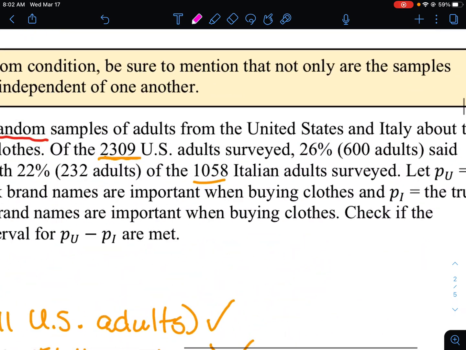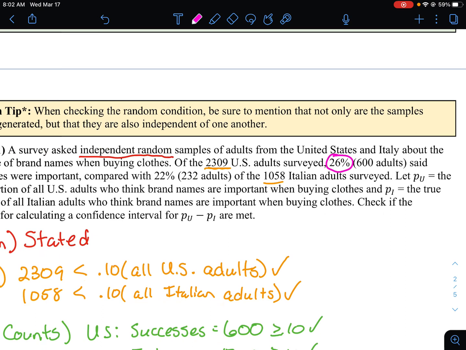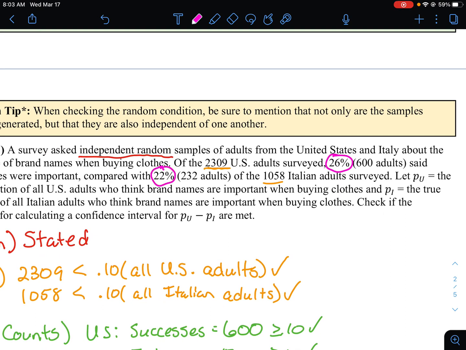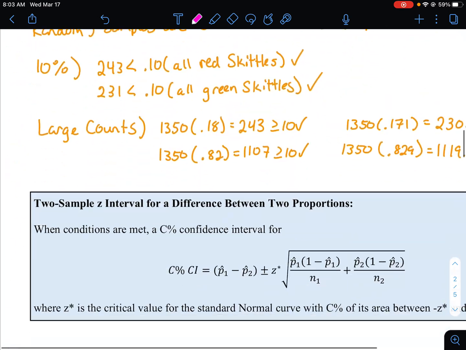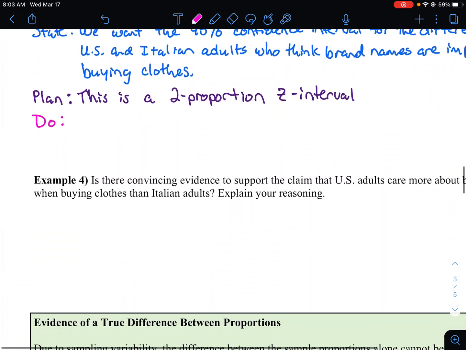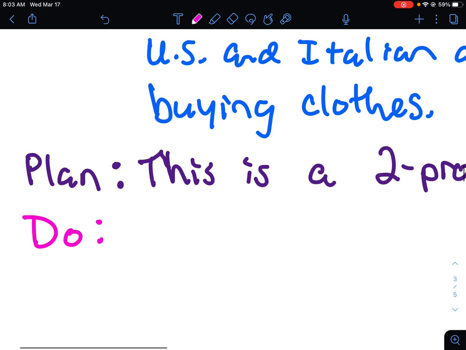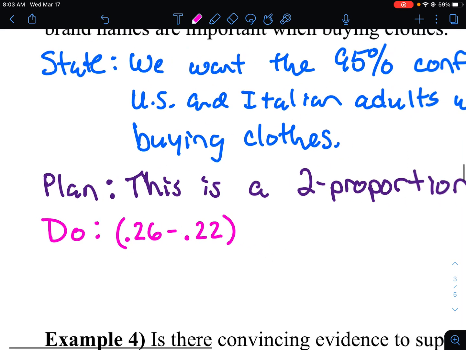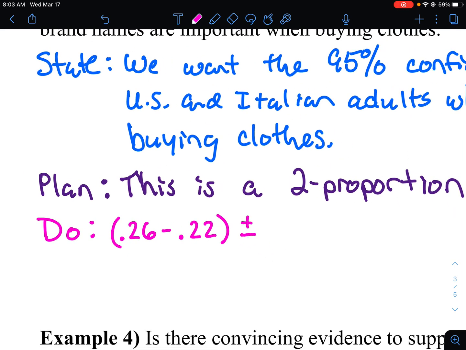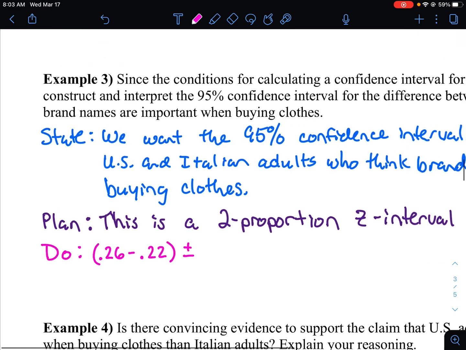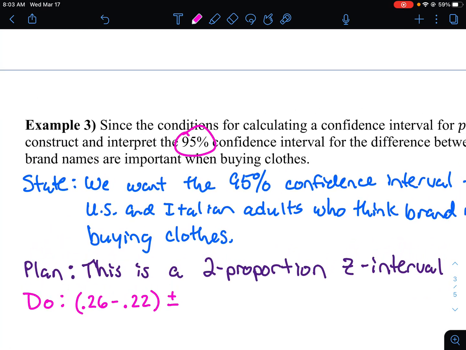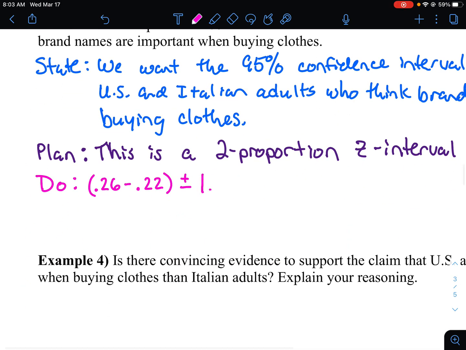Right here, this is our Italian. So 26% for US and 22% for Italian. So this is going to be 0.26 minus 0.22 plus or minus Z star. Remember, Z star for a 95% confidence interval is 1.96.